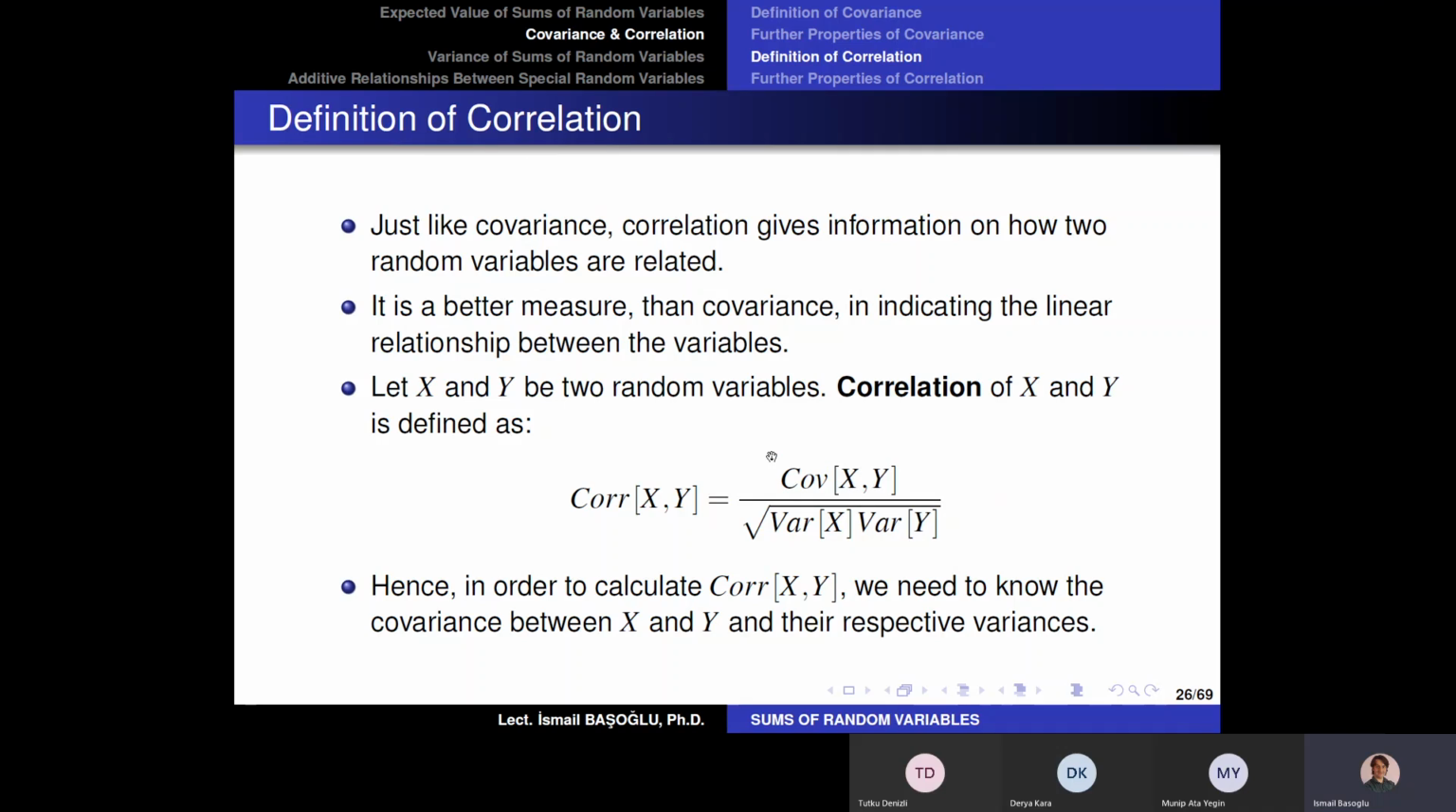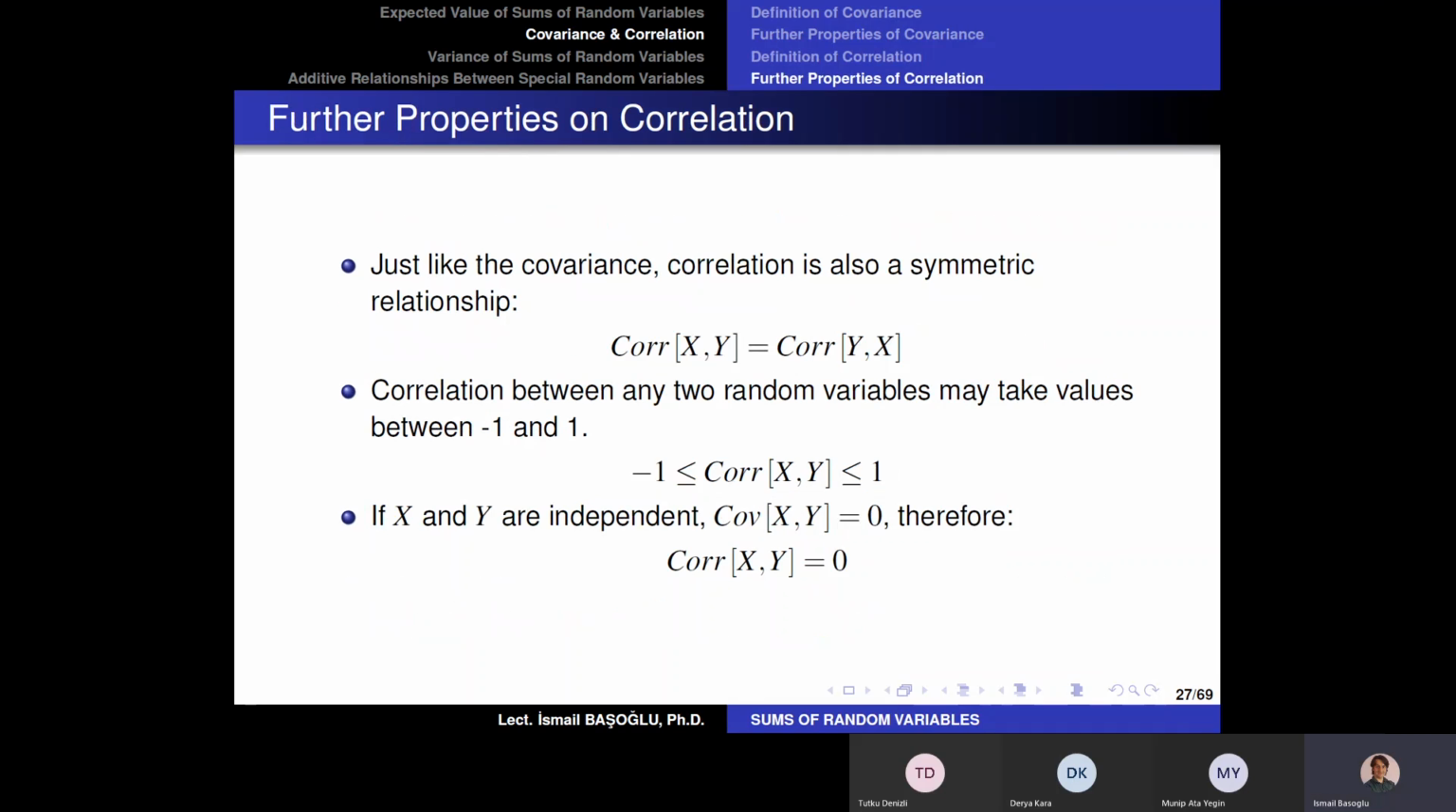And after calculating the covariance, you need to divide the covariance by the square root of the product of individual variances, or marginal variances, of these random variables. So covariance of x and y divided by the square root of variance of x times variance of y will give you the correlation between x and y. And let's see the further properties of the correlation.